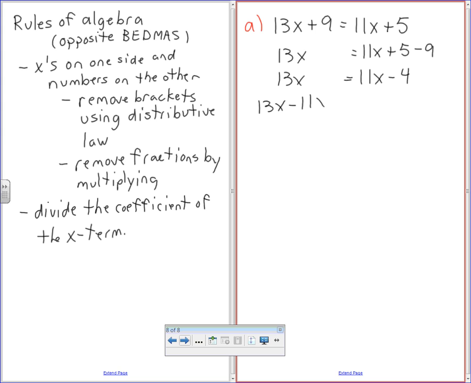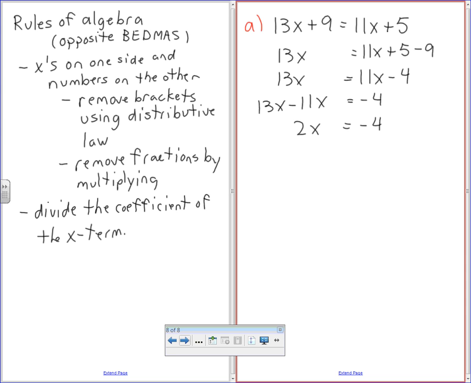What happens here for these is numbers and letters. Anytime you go across the equal sign, you add or subtract, and that's going to be the opposite. All right, Luke, what is 13x minus 11x equal to, please? 2x. Good. 2x equals negative 4.